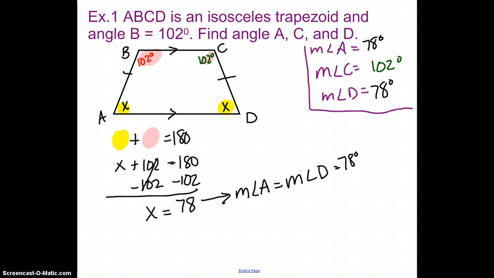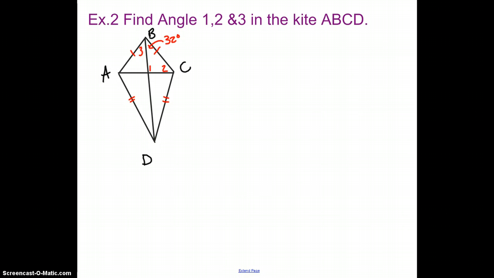Okay, let's try one kite example, just so you have a kite one to look at. In a kite, I have a picture up here. I can see some angles have been marked. Now they're telling me they want me to find the measure of angle 1, the measure of angle 2, and the measure of angle 3.